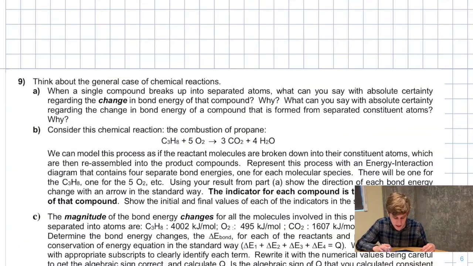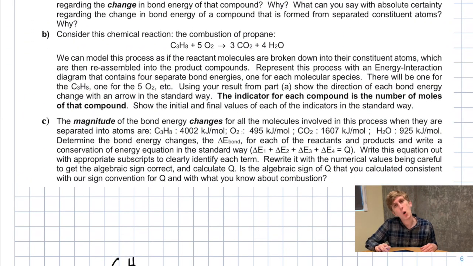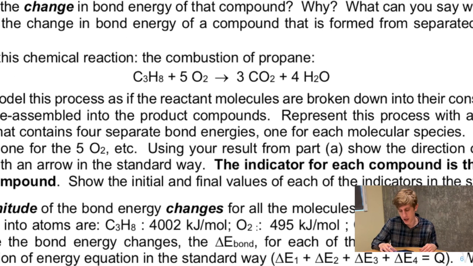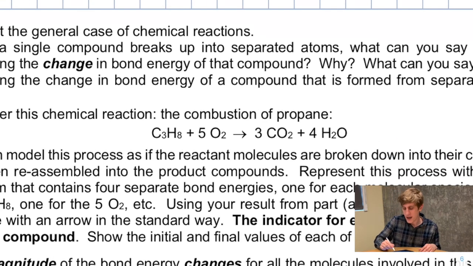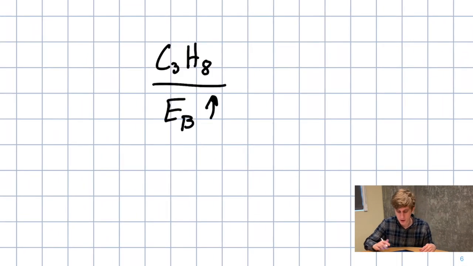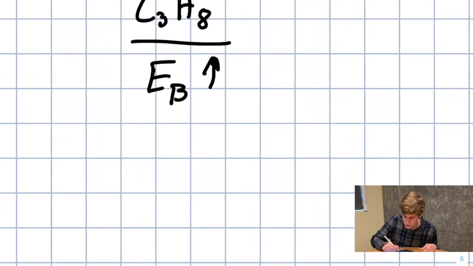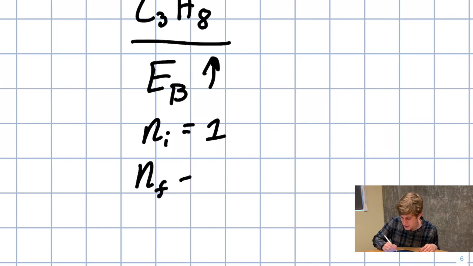How do we know that it's increasing? Well, the number of moles of this substance is changing. On the left-hand side, we have 1 mole of propane. And on the right-hand side, we have 0 moles of propane. So our initial number of moles is 1, and our final number of moles is 0.